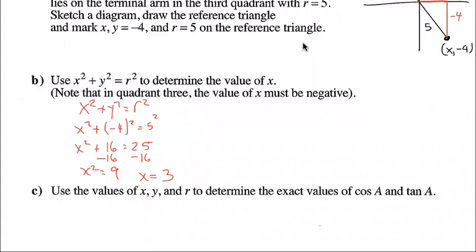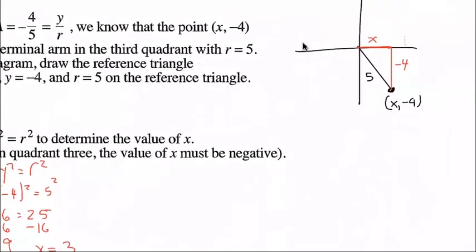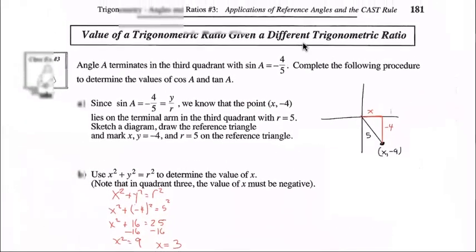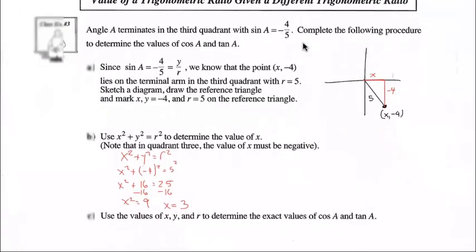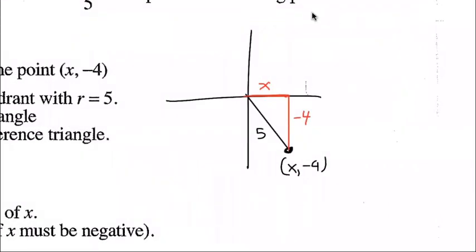It says note that in quadrant 3, the value of x must be negative. So of course, how did we end up in quadrant 3? Did I draw that in the wrong spot? Oh yeah, sorry, I missed it. Terminates in the third quadrant. That's not my diagram. Screaming and yelling at me because he knew I had it wrong.